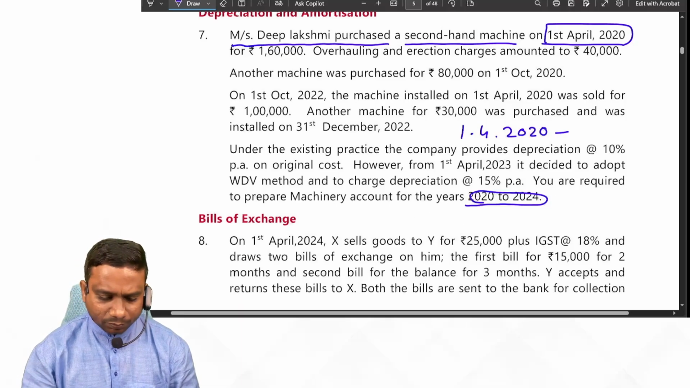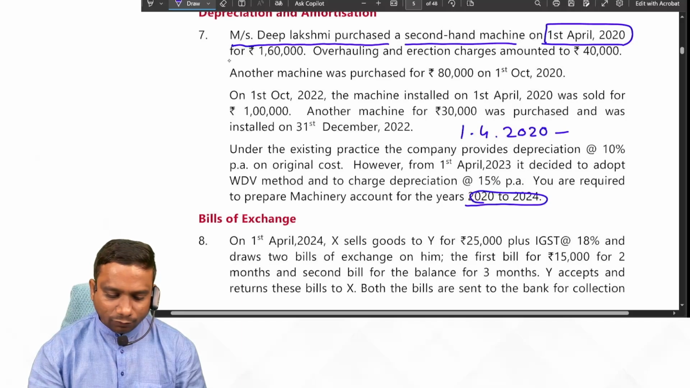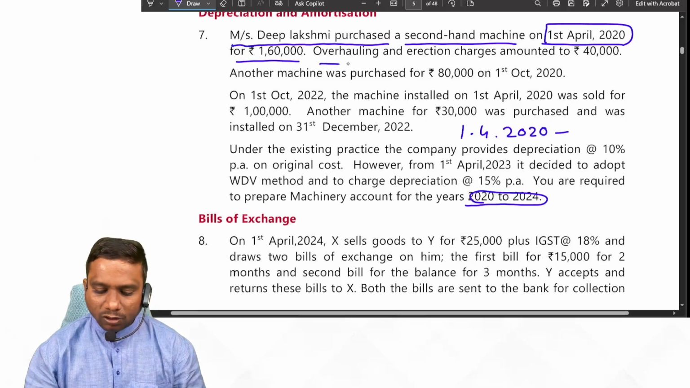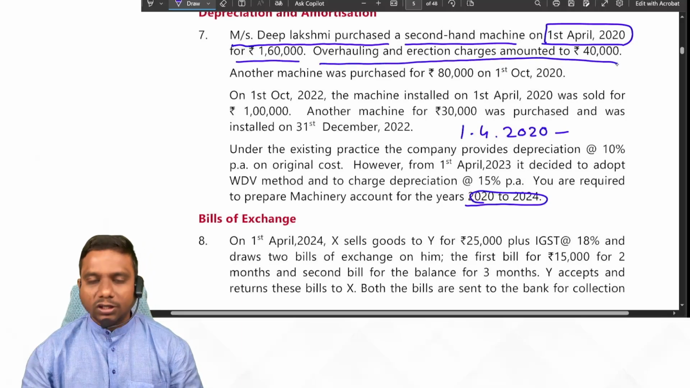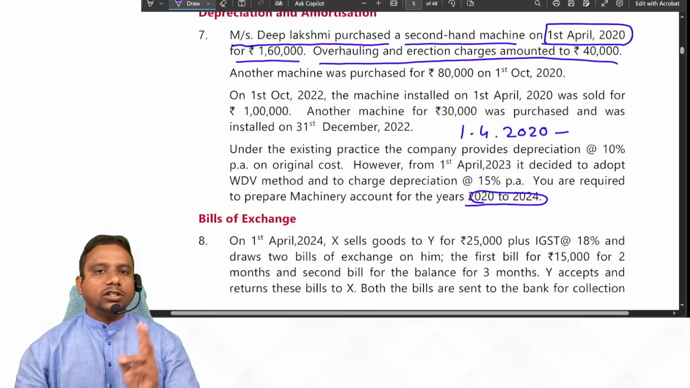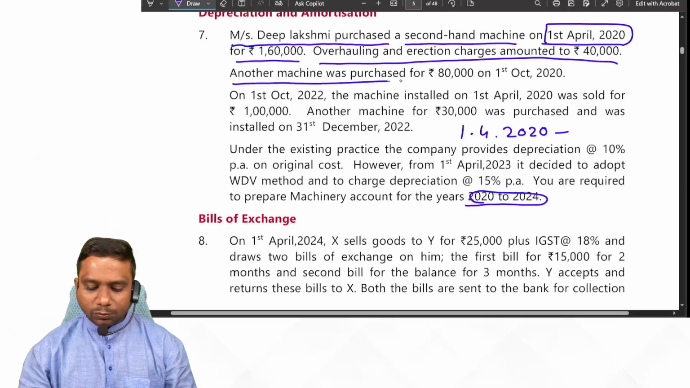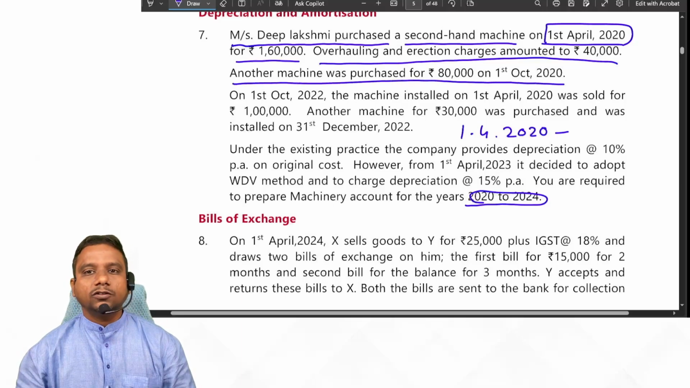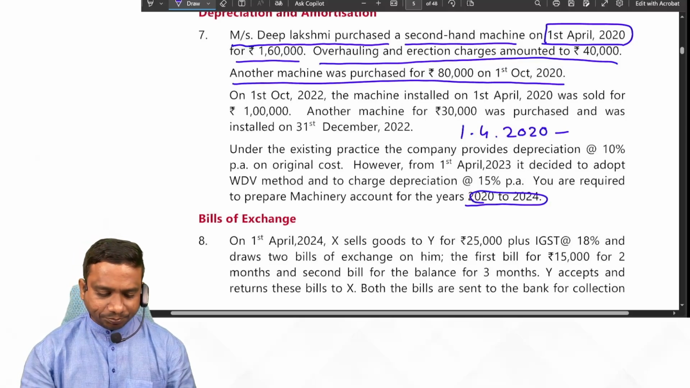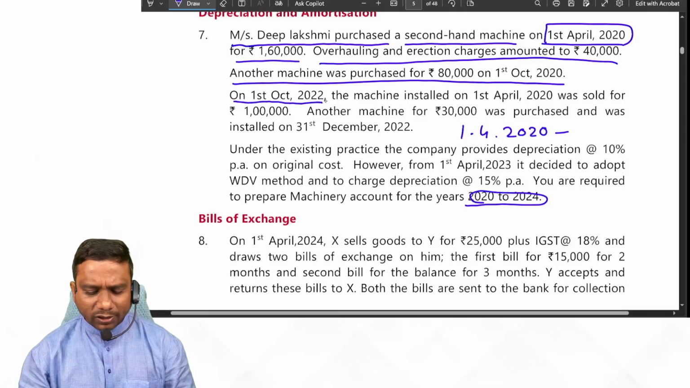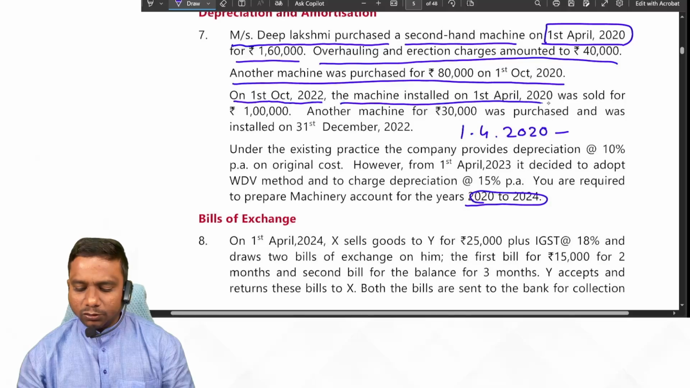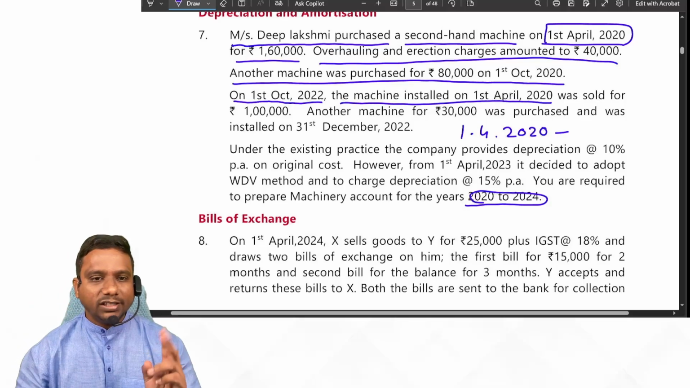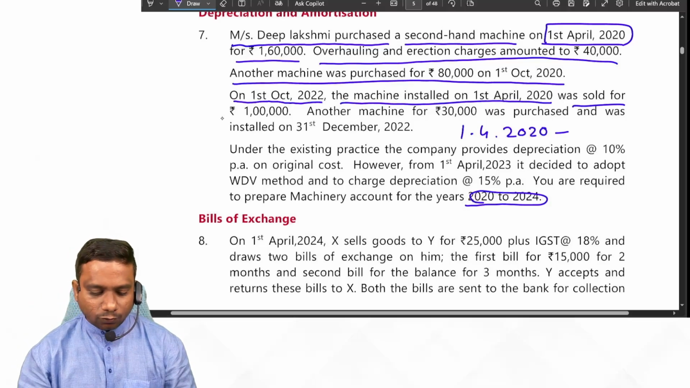First read the problem, then we can understand. 1st April 2020 for 1,60,000. Overhauling and erection charges amounted to 40,000. Now, what is the total machinery cost? 2 lakh rupees. Another machine was purchased for 80,000 on 1st October 2020. Fine. On 1st October 2022, the machine installed on 1st April 2020, that's the first machine, the 2 lakh machine, was sold for 1 lakh rupees.